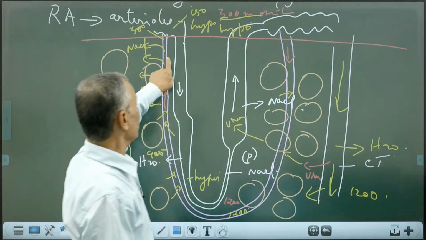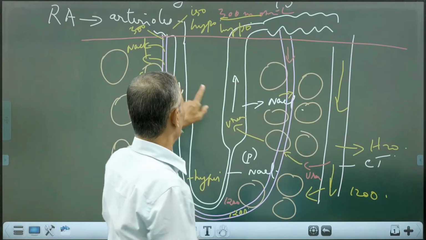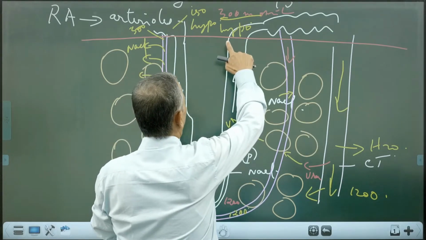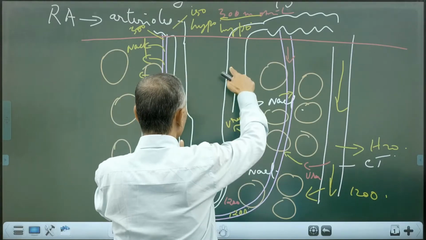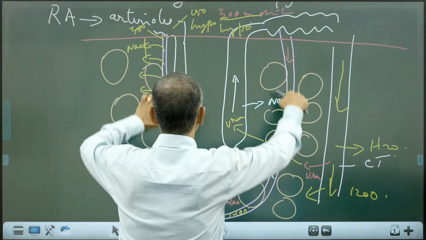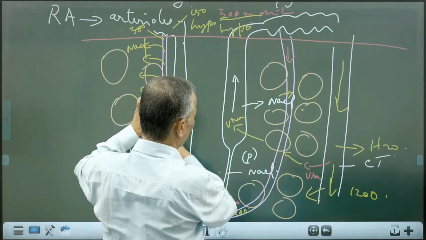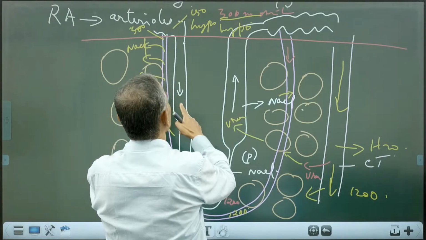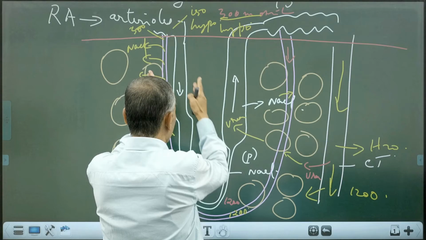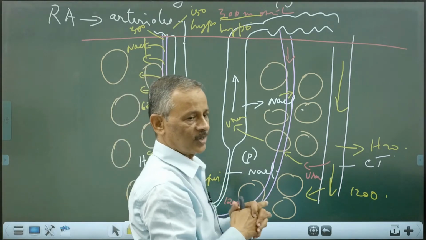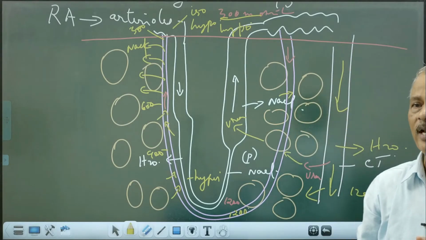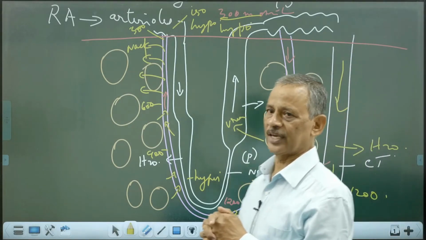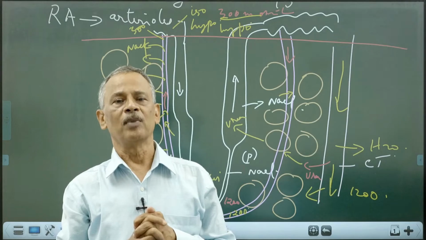So we have a counter current mechanism, fluid passing in opposite directions in closed tubes. For urine also you have a counter current mechanism. For blood also you have a counter current mechanism. And between the blood flow and the urine flow, there is also a counter current mechanism. Because of this, finally, our urine is made 4 times more concentrated than the primary urine.